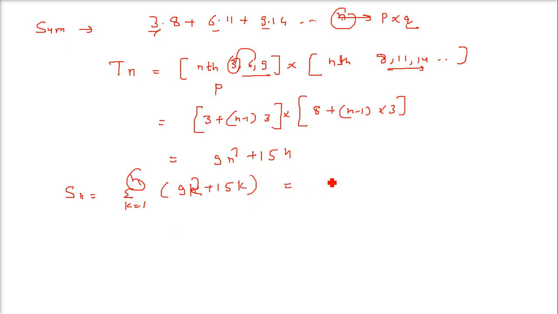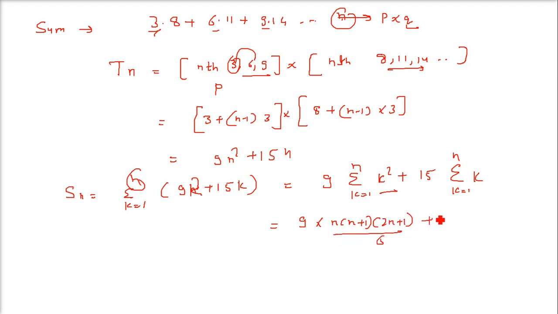Now this can be written as 9 sigma k equals 1 to n k square plus 15 sigma k equals 1 to n k. We already know what sigma k square is: n plus 1, 2n plus 1 by 6. And what is sigma k? n plus 1 by 2. We have proved these two. And when we solve this, you are going to get Sn as 3n, n plus 1 and n plus 3. So this is the final solution when you solve it.